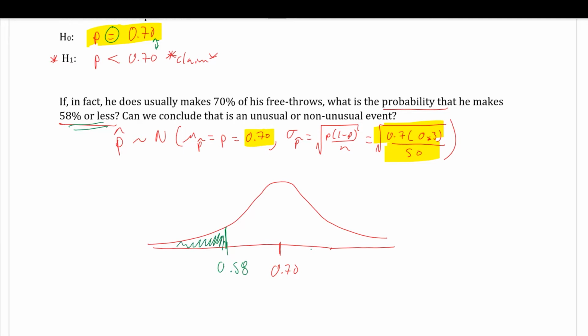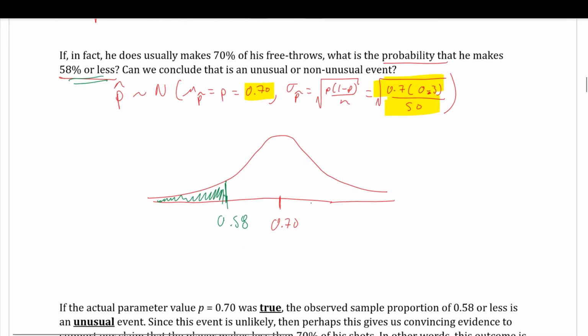So that area. This area will give us the probability of what we witnessed, which was 58% of his shots being made, or less. So to find the area underneath the normal distribution, we know that to be the probability that this p hat is less than 0.58. And for a normal distribution, to find areas underneath that curve, we're just going to refer to our calculator with that function normal CDF.